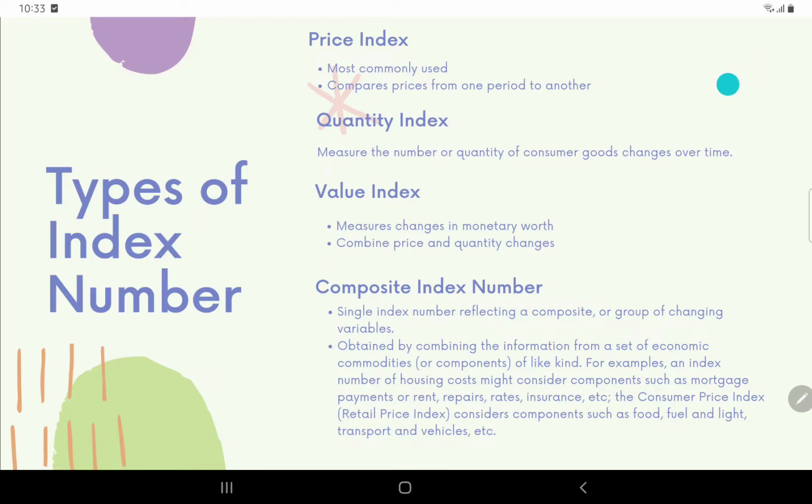The last one is the composite index number. Okay, it is the single index number reflecting a composite or group of changing variables. We can obtain the composite index number by combining the information from a set of economic commodities of like kind. Okay, for example, in an index number of housing costs might consider components such as mortgage payments or rent, repairs, rates, insurance, and etc.